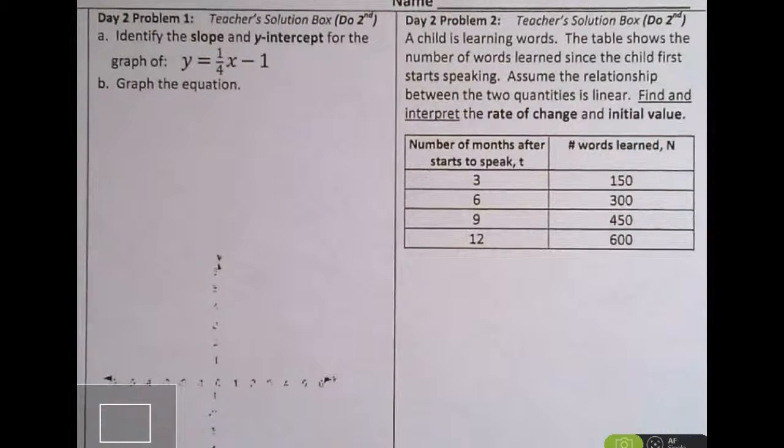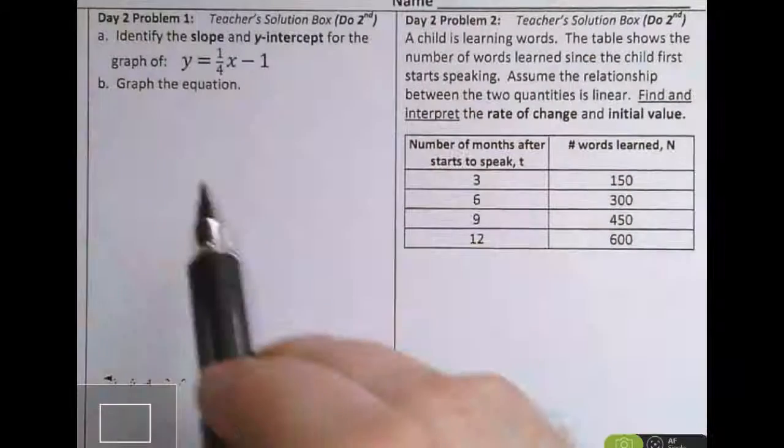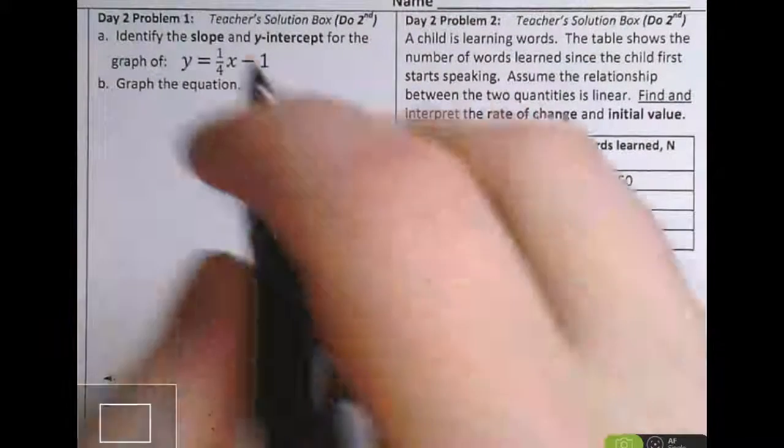Here's a solution for day 2, problem 1. Identify the slope and y-intercept for the graph of y equals 1/4 x subtract 1.